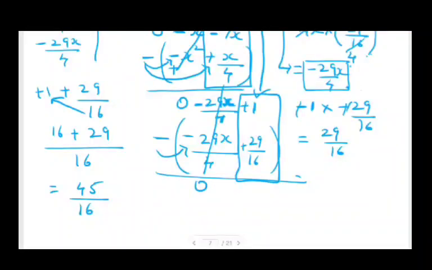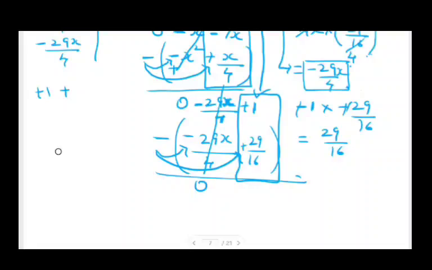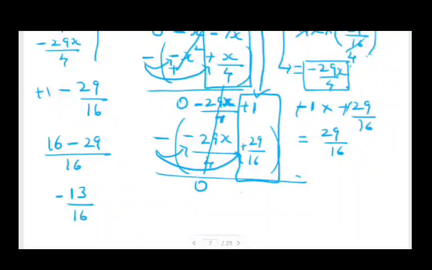No, I have not applied my negative sign here. So I'm sorry children. So there's a slight confusion here. It's a plus 1 and a minus 29 upon 16. So it goes as 16 minus 29 upon 16. So 29 minus 16 is how much? 3. 2 minus 1 is 1. Sign of the bigger number, minus. So my remainder is minus 13 upon 16.